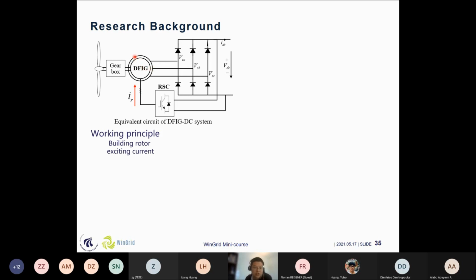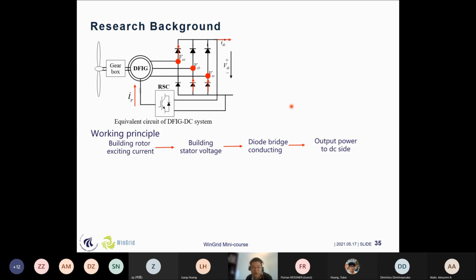And by injecting the exciting current, we can build the stator side voltage. You can see that VSA, VSB, and VSC, the stator voltages, can be established by injecting the exciting current. And since we have the stator voltage here, the diode bridge will be conducting. If the stator voltage is high enough, then the diode bridge conducts, and we can output power to the DC side. So this is the very basic operation principle of the DFIG-DC systems.